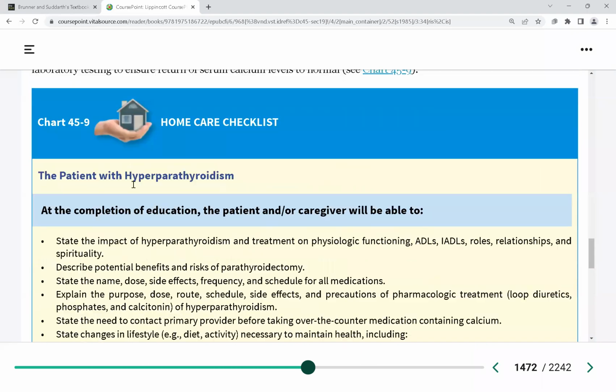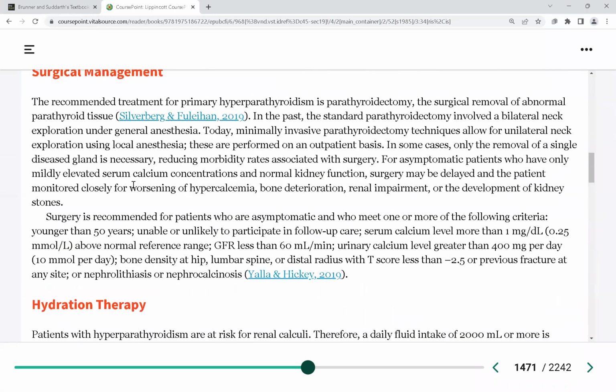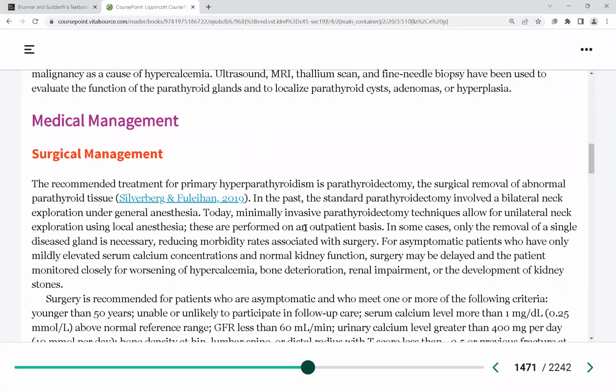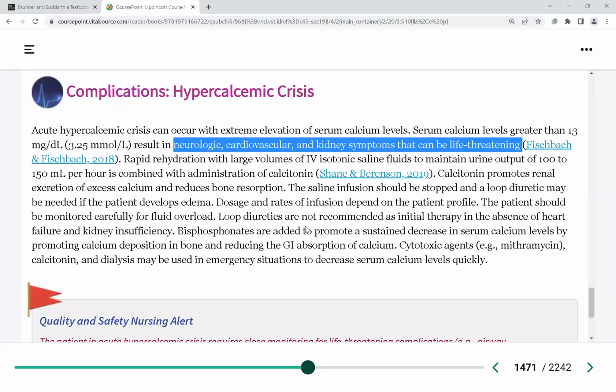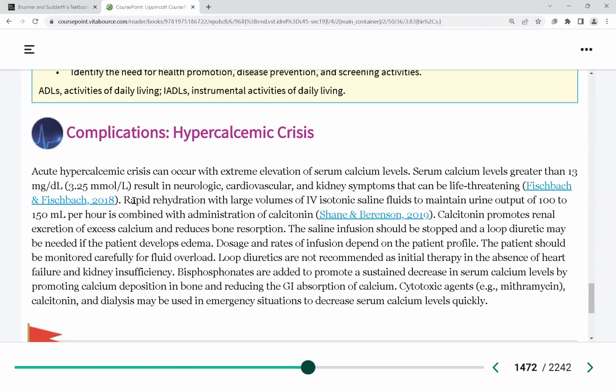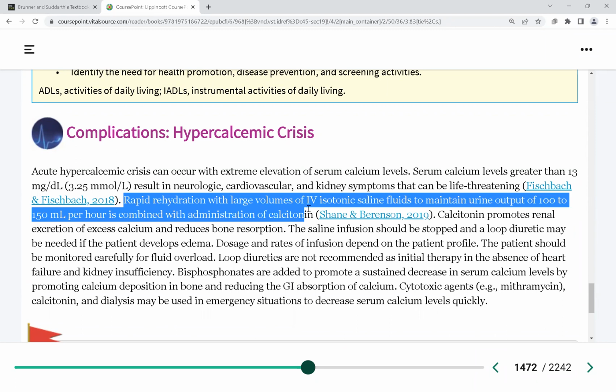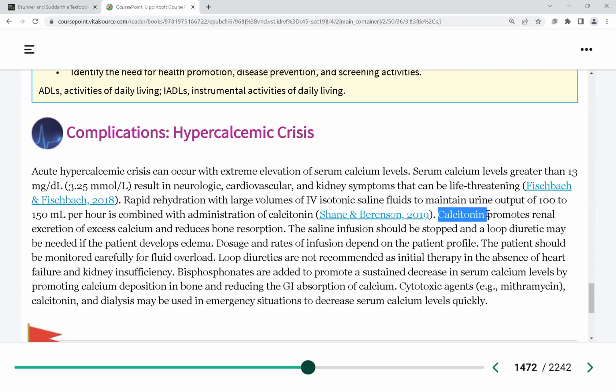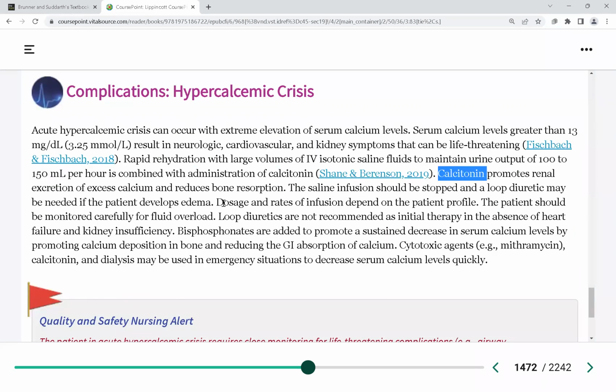So same treatment, however, we give the treatment in high amounts. So if we gave fluids in hypercalcemic patients, then we give even more fluids in a hypercalcemic crisis. Rapid IV plus the diuretics at the same time. And then here's calcitonin. And we can also give bisphosphonates.